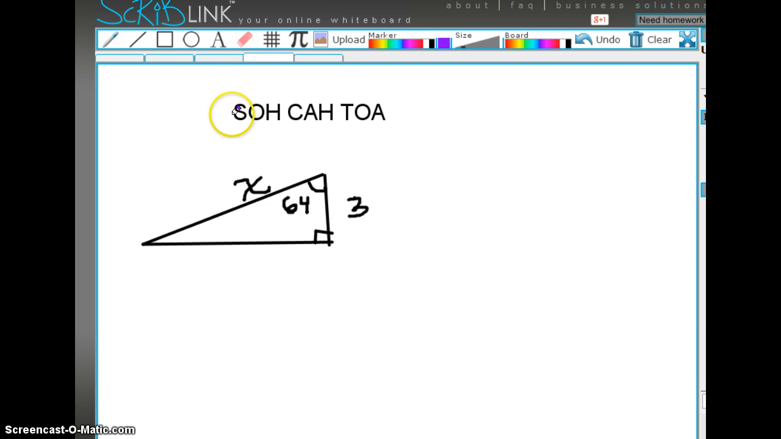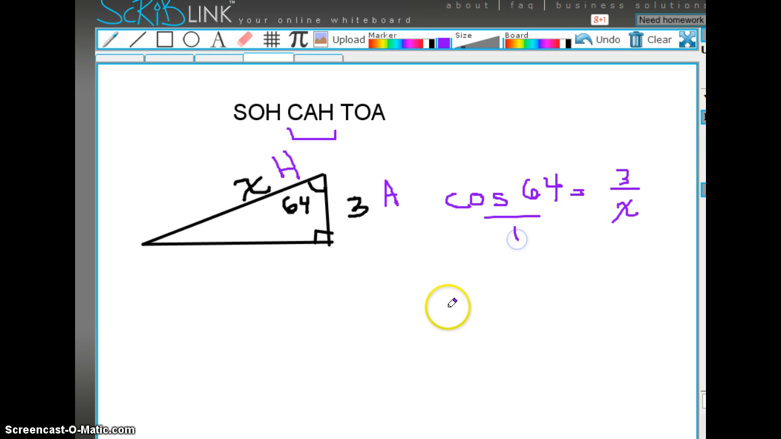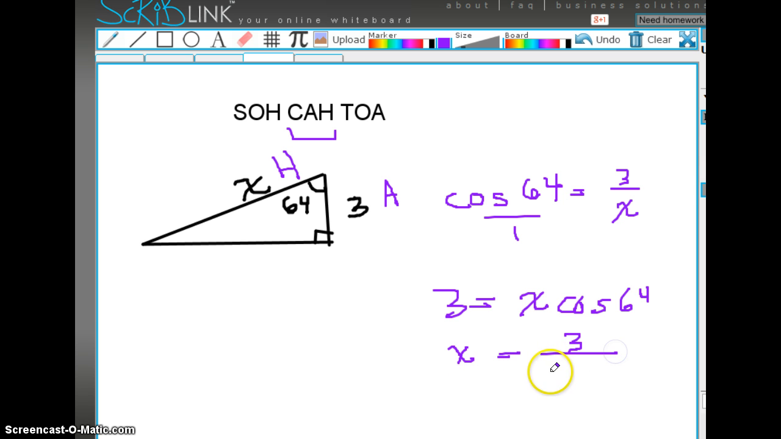Let's do another example. I wrote down the formula SOHCAHTOA this time, and now we're going to label what we have here. This is the hypotenuse, and this is the adjacent side. So we go to our formula, and we have adjacent over hypotenuse, so we're going to use the cosine. Cosine is written COS. Cosine of 64 degrees is equal to the adjacent, 3, over x. So we're going to cross multiply. 3 is equal to x times the cosine of 64. And dividing both sides by the cosine of 64, we're going to get x is equal to 3 divided by the cosine of 64.